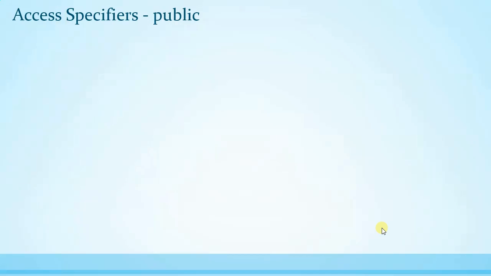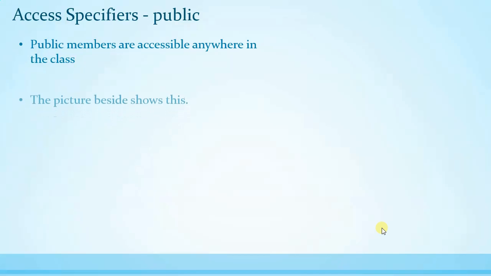First, we will explore the public access specifier. Public members are accessible anywhere in the class. That means the class can be in the current package or it can be in a different package. We can access the public members anywhere in the packages. The picture beside shows the public access specifier and its access.